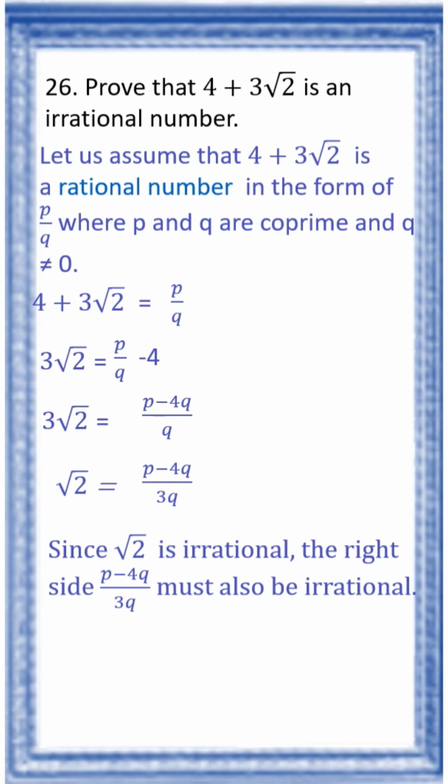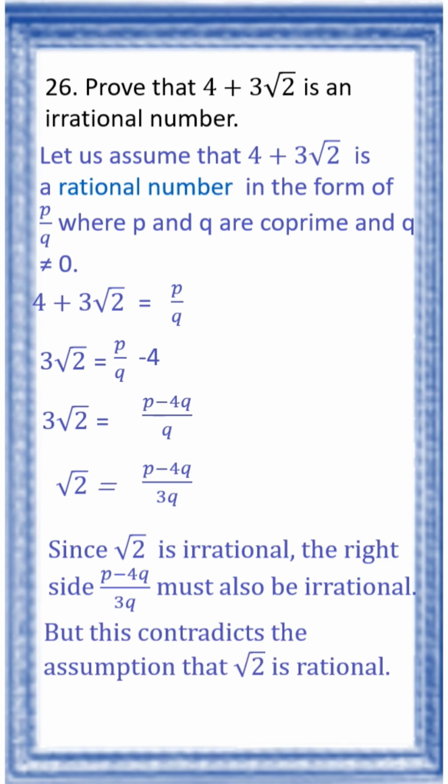Since root 2 is irrational, the right side, P minus 4Q by 3Q, must also be irrational. But this contradicts the assumption that it is rational. Hence 4 plus 3 root 2 is irrational.